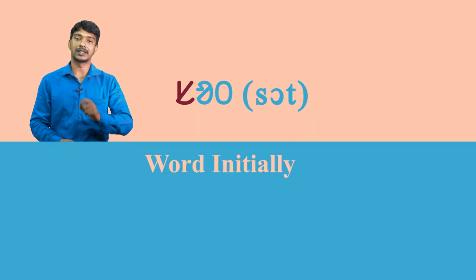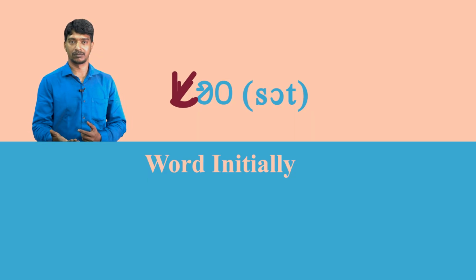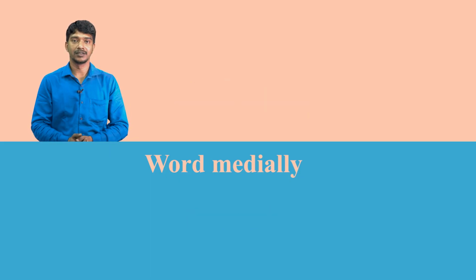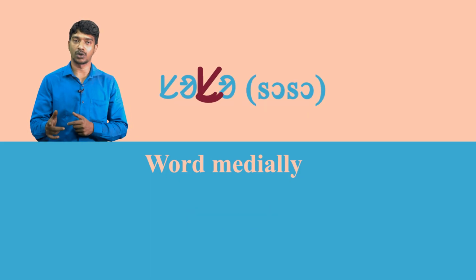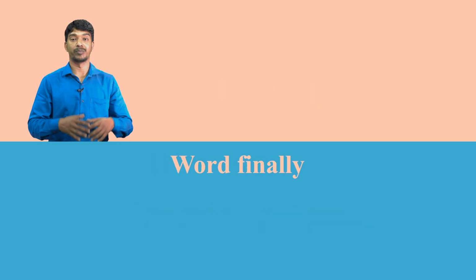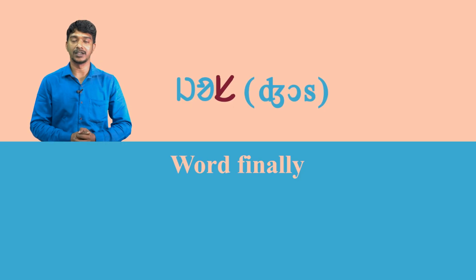This letter occurs in all positions, initially, medially, and finally, from the viewpoint of orthography. The examples are as follows. Word initially, it can appear in short, meaning honest. Word medially, it can appear in so, meaning marking nut tree. Word finally, it can appear in Joss, meaning M.